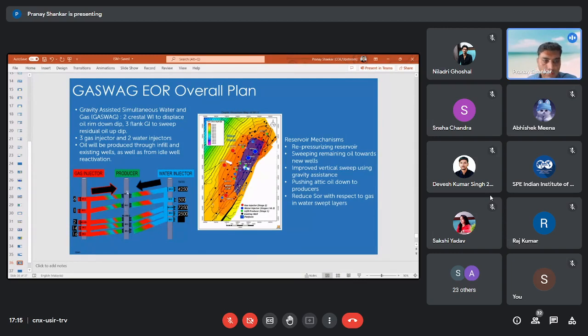So you have a producer, you have this gas injector in the water leg and a water injector at the crest, and they basically sweep the bypassed and residual oil and get it produced through the middle producer. So this is the overall mechanism for gas VAG.